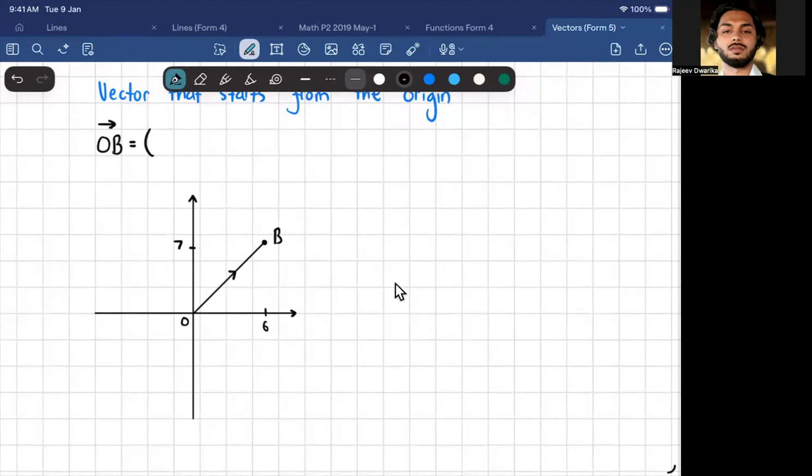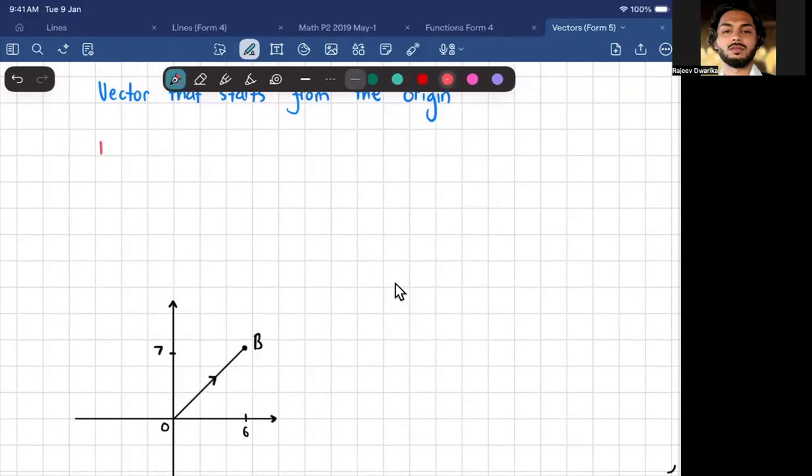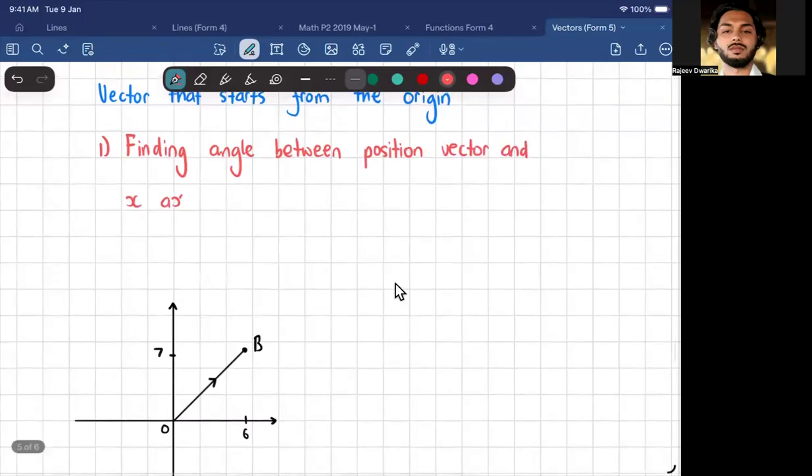So you have two things you need to be able to do. You need to be able to find the angle between a vector and the x-axis, and you need to be able to find the magnitude of a vector. So let me just write that down over here. The two things we're going to cover are finding the angle between the position vector and the x-axis. That's one thing we have to do. And the other thing we're going to look at is finding the magnitude.